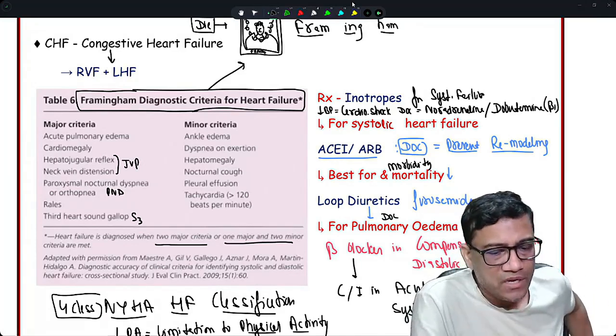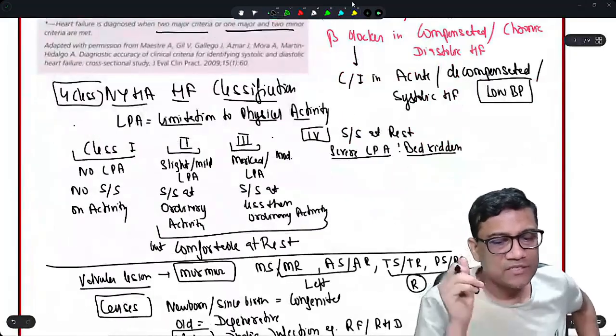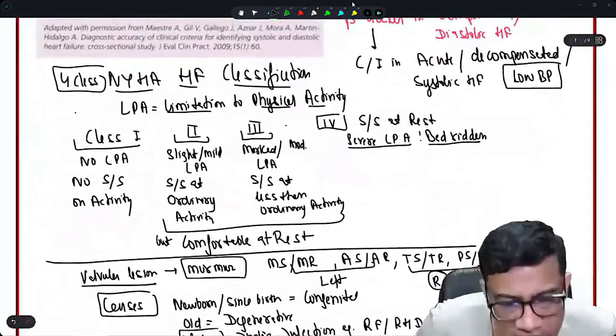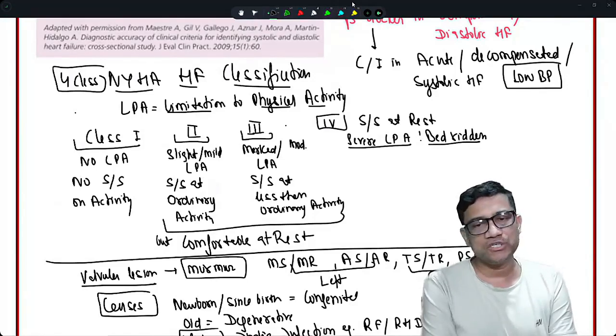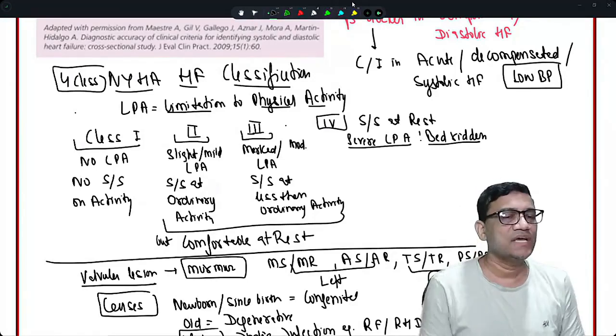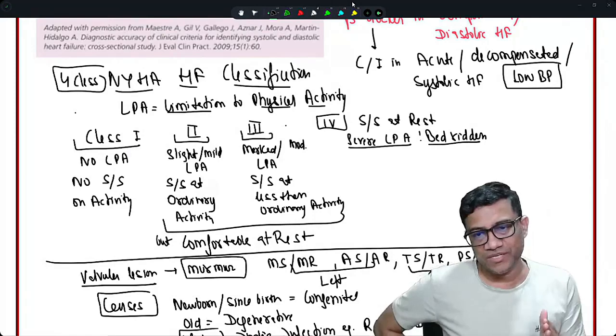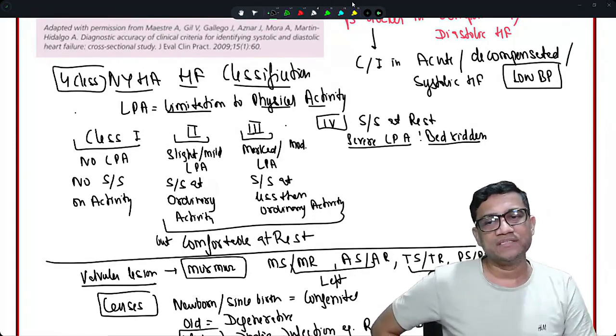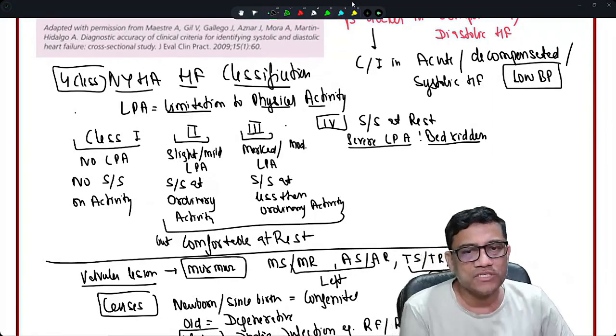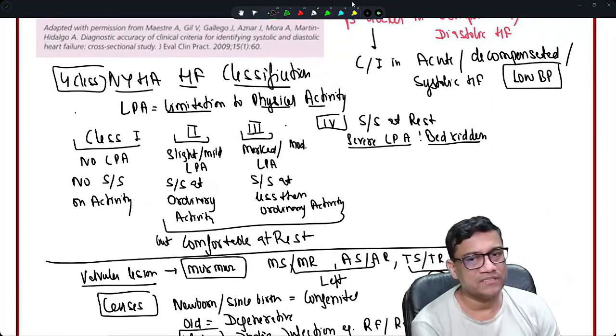Okay. Now what is NYHA classification? Remember, first is LPA. What is LPA? Limitation of physical activity. What are the classes? Class 1, class 2, class 3, and also class 4. What is class 4? It is basically signs and symptoms at rest.